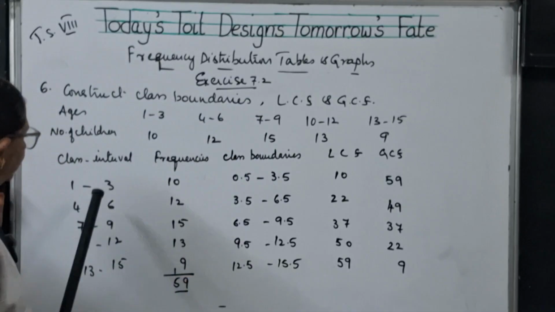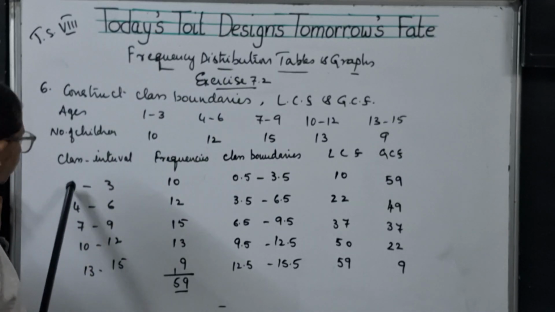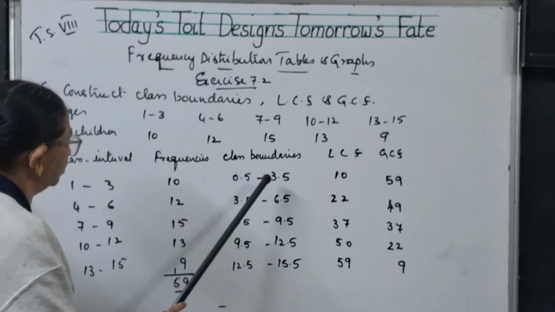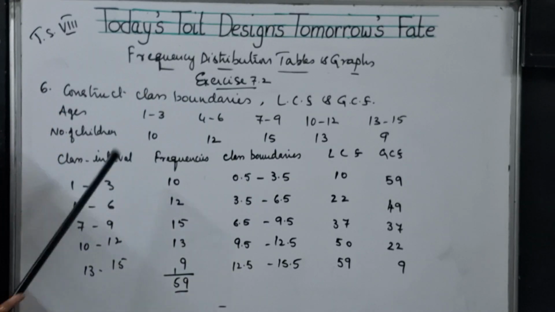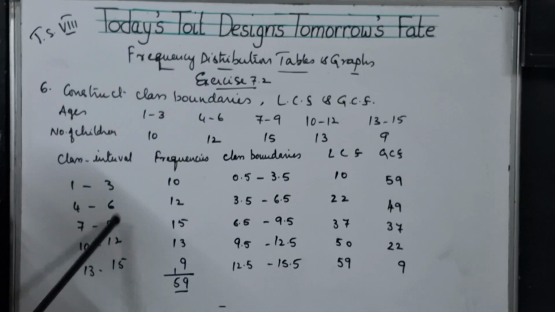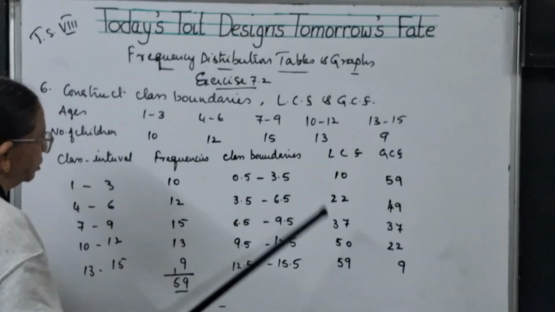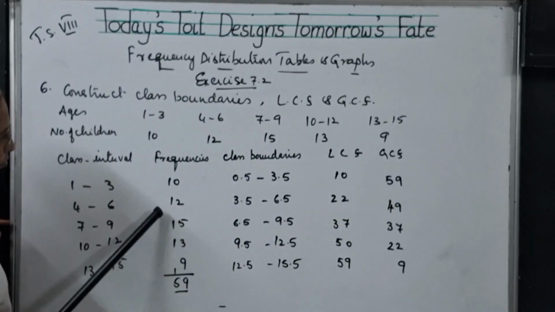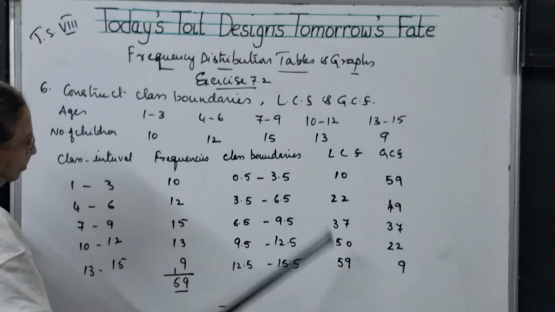Now, class boundaries. This is an inclusive type of class interval. So, one gap is there. So, we have to subtract 0.5 here, add 0.5 here. 1 minus 0.5 is 0.5, 3 plus 0.5 is 3.5. Again, 3.5 to 6.5, 6.5 to 9.5, 9.5 to 12.5, 12.5 to 15.5. Less than cumulative frequency with the least value 10: 10 plus 12, 22, 22 plus 15, 37, 37 plus 13, 50, 50 plus 9, 59.